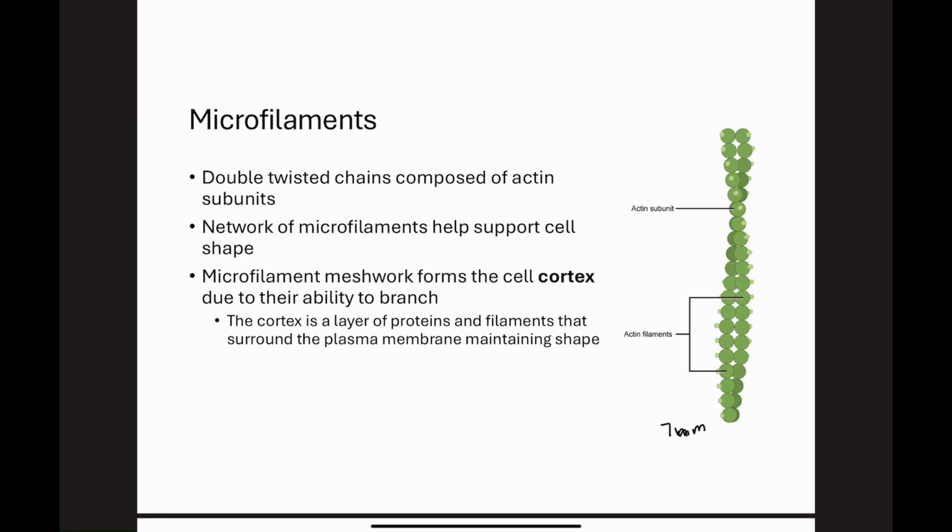The structural role of these microfilaments in the cytoskeleton is to bear tension and resist pulling forces within the cell. Our cortical microfilaments are a 3-dimensional network that is found inside of the plasma membrane, and it's going to help to support the cell's shape by giving the cell cortex a semi-solid consistency, like a gel.